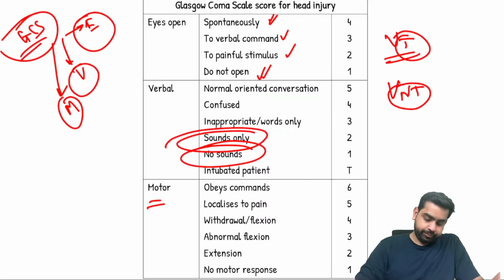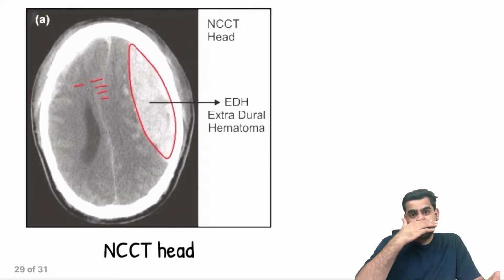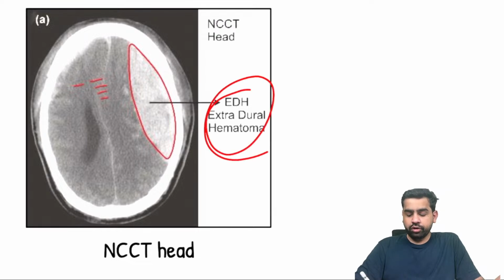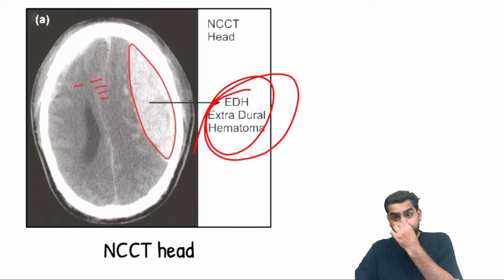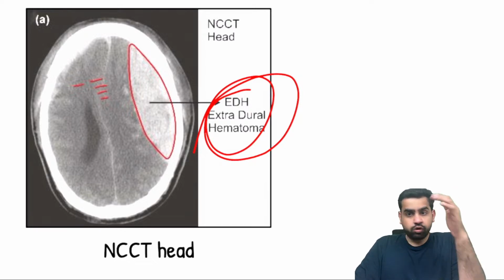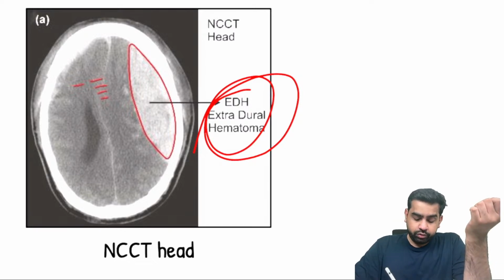Very, very important. Okay, now quickly coming to this. Again, it's written on the screen, but what is this? This is a non-contrast CT scan of EDH, extradural hemorrhage. One of the important images for you guys. The investigation of choice for head injuries is a non-contrast CT scan. And what are you basically going to see over here?